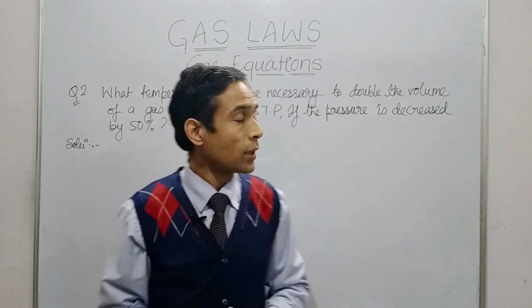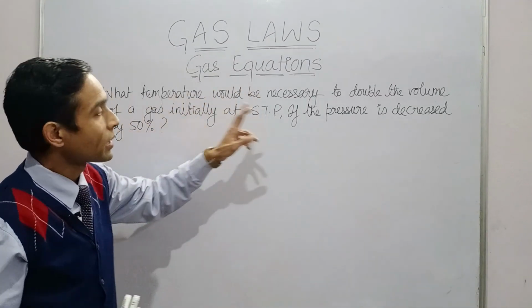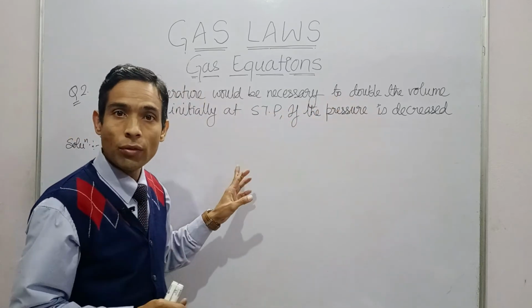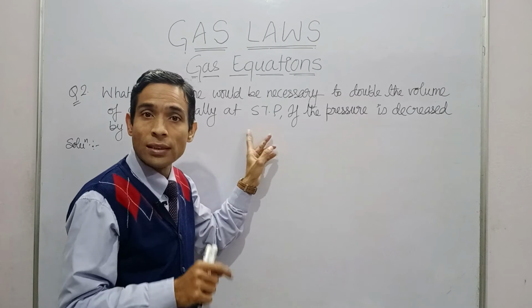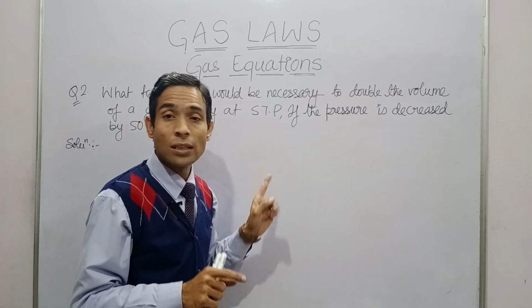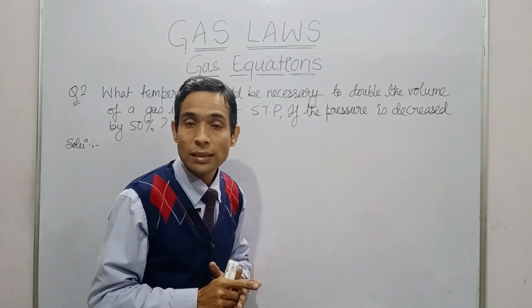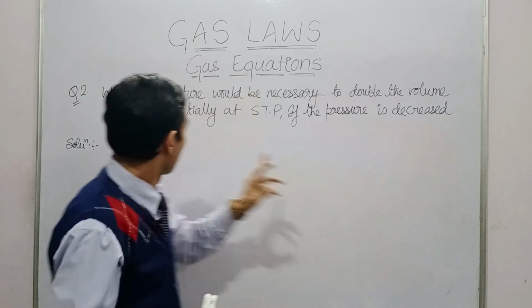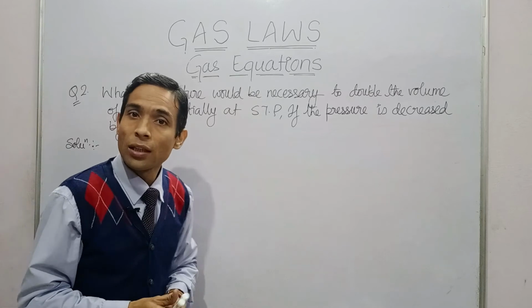Our next numerical is: what temperature would be necessary to double the volume of a gas initially at STP. So the initial values of the gas are at STP, standard temperature pressure. Temperature is 273 Kelvin and pressure is 76 centimeter of Hg. If the pressure is decreased by 50%, so let's write the given values.